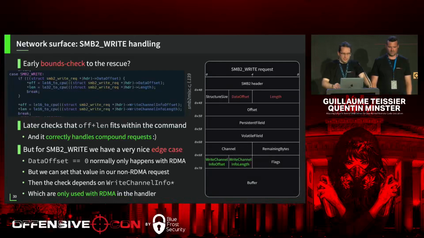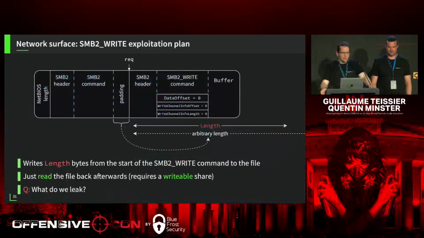So if we set data offset to 0 and those fields to 0, we will pass the initial bounce check, and we'll just get back to the check we saw earlier, which will parse the length from the arbitrary padding that lays between two commands. And we will be able to write data from out of the bounds of the request into the file. That's a leak. So after we do that, we just have to read the file back. And the next question would be, what do we actually leak at this stage?